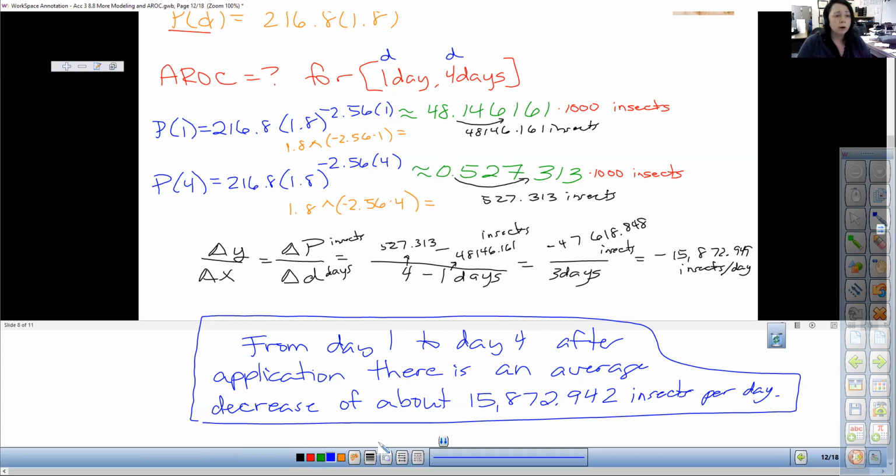So there would have been more the first day, a little less the second day, a little less the third day, less than that the fourth day. But the averaging of all of those quantities over that time period gives us just under 16,000 insects per day were basically killed. All right.